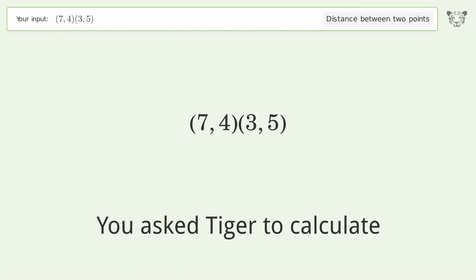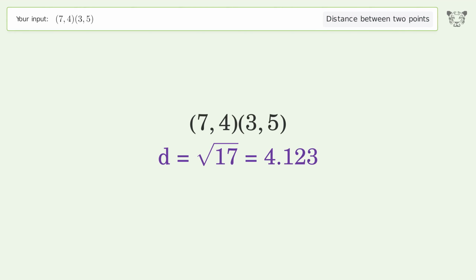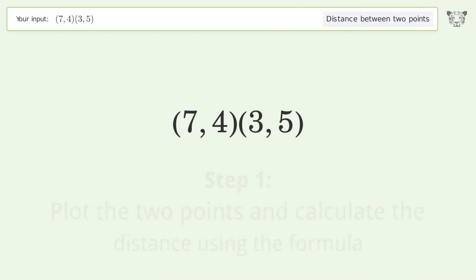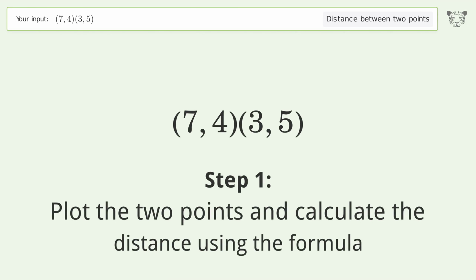You ask to calculate the distance between 2 points. The distance between the 2 points is the square root of 17, or 4.123. Let's solve it step by step. Plot the 2 points and calculate the distance using the formula.